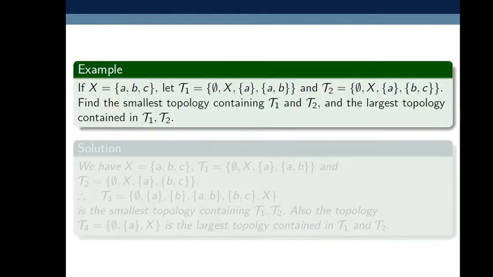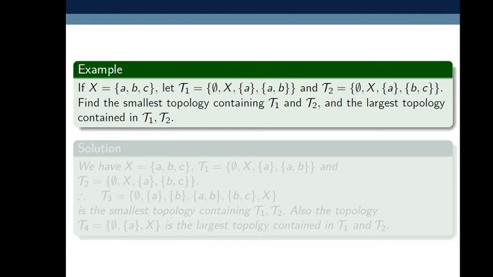Example. Let X be the set {a, b, c}, and let tau 1 be the set {empty set, X, {a}, {a, b}}, and tau 2 be the set {empty set, X, {a}, {b, c}}. Find the smallest topology containing tau 1 and tau 2, and the largest topology contained in tau 1 and tau 2.